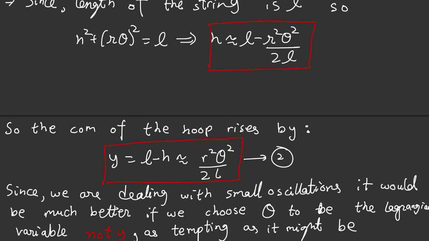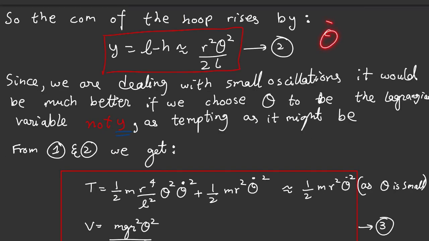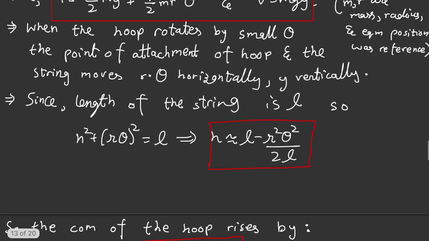Since we are dealing with small oscillations, it would be better if we choose theta as a variable instead of y. It might be tempting to choose y, but we should not choose y. As will be illustrated, the amplitude of variation of theta is small. It is much more helpful for us to select theta as a Lagrangian variable more than y. We'll select both as variables and see why selecting theta is better.